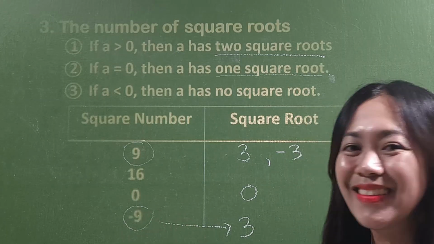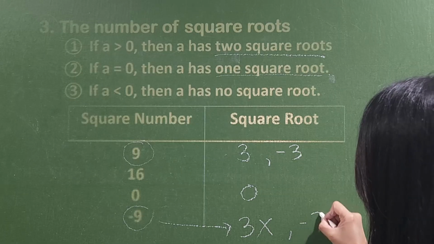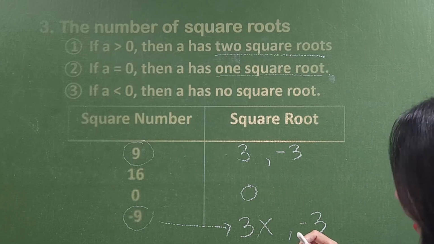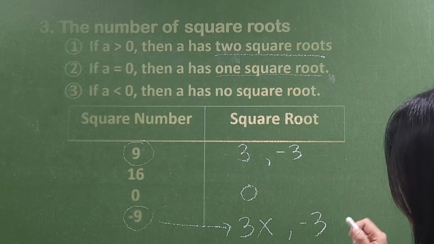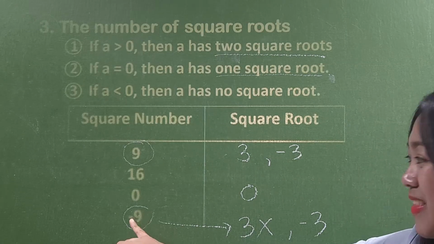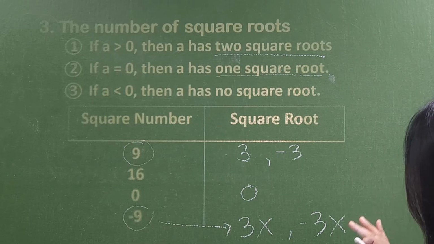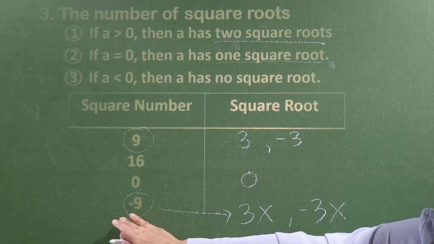But this is negative 9. So 3 is not a square root. How about negative 3? Negative 3 times negative 3 will also give us positive 9. But this is negative 9. So this is also not a square root of negative 9.